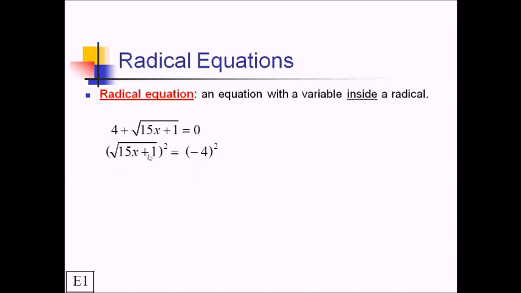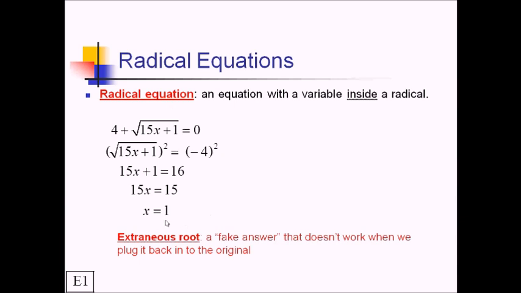So that's 15x plus 1 equals 16. And then we subtract the 1. That's 15. Divide by 15. And x equals 1. Or does it? So one thing we have to be careful about with radical equations is that you sometimes get what are called extraneous roots. These are really nasty.